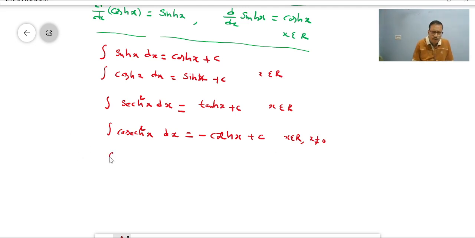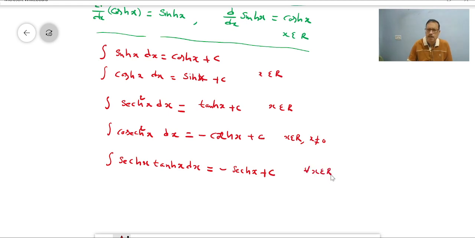So integral of secant hx tan hx dx. Okay, integral of secant hx tan hx dx, that is equal to what? Minus secant hx plus c. So integral of secant hx tan hx dx is equal to minus secant hx plus c. So here x belongs to R.